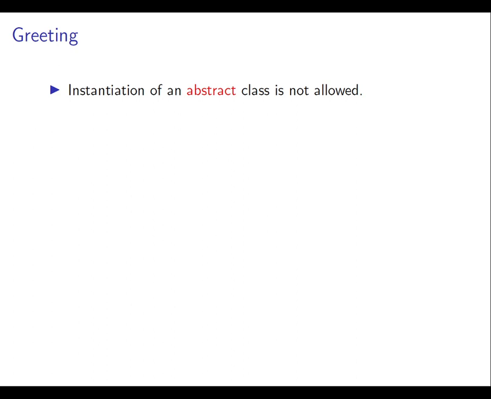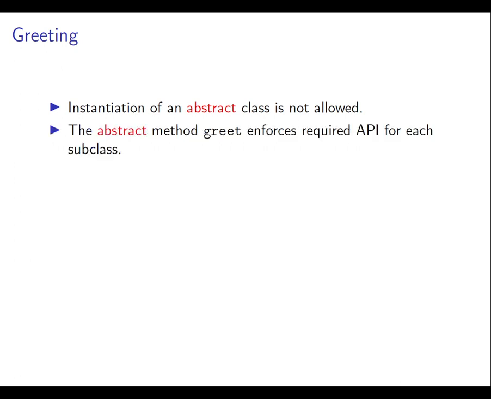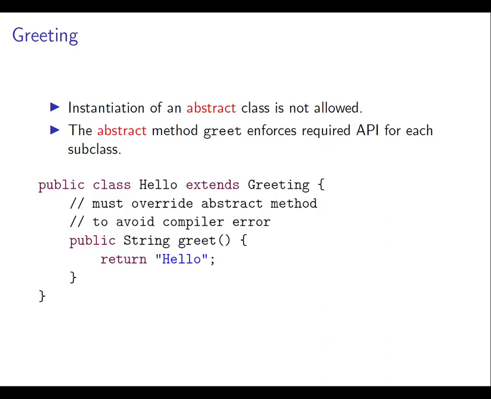So, what about abstract classes? They cannot be instantiated. That's the whole point. So if you try to instantiate an abstract class, you get a compiler error. The compiler knows that you cannot instantiate an abstract class. That's good. But the point of having an abstract method is that it enforces the required API for each subclass. If you want to have a subclass that can be instantiated, then you must provide an implementation for each abstract method. So, for example, this is what we do.